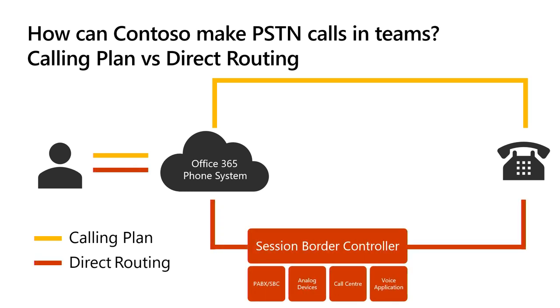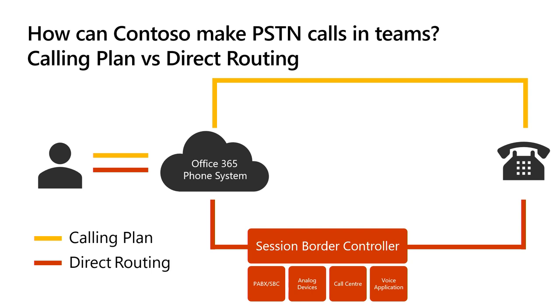Direct routing, on the other hand, is SBC. So we put an SBC in, and then the users are able to make a telephone call. The signaling goes up to Office 365 and comes back down to the session border controller. We can add in our PABXs, any legacy type equipment, contact centers, analog devices.